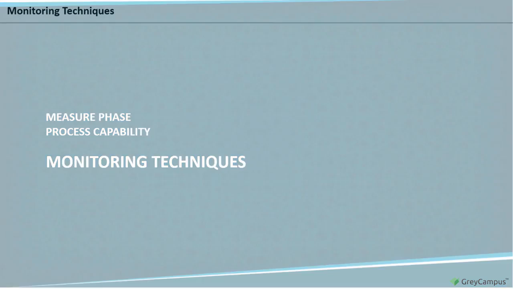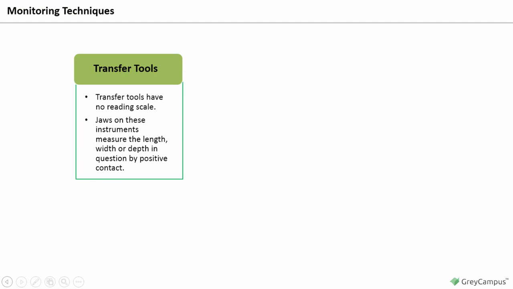Monitoring techniques. Transfer tools. Transfer tools such as spring calipers have no reading scale. Jaws on these instruments measure the length, width, or depth in question by positive contact. The dimension measurement is then transferred to another measurement scale for direct reading.